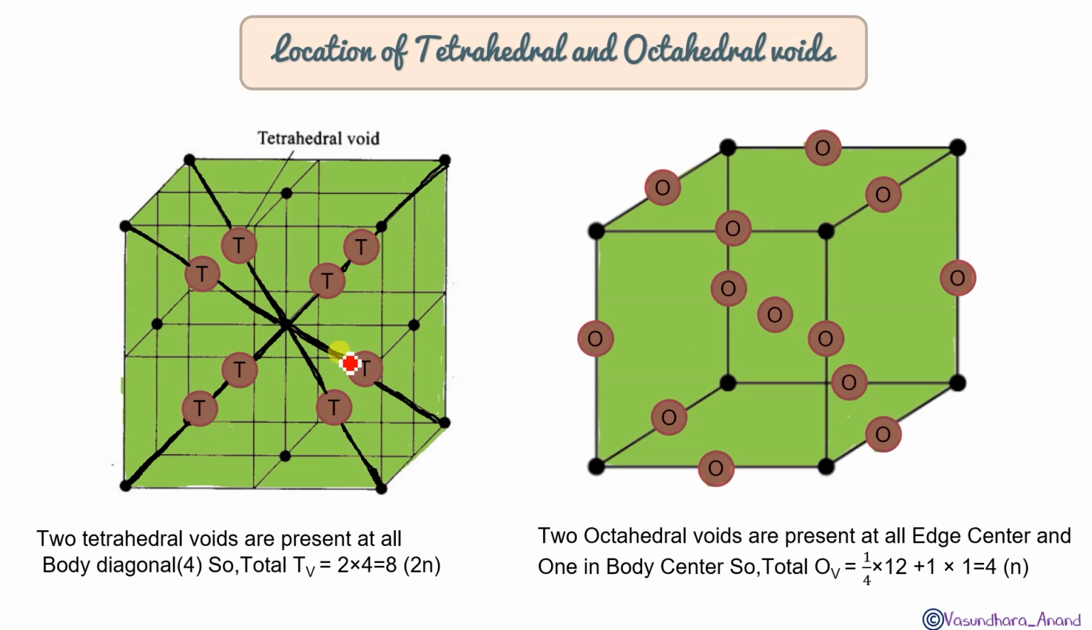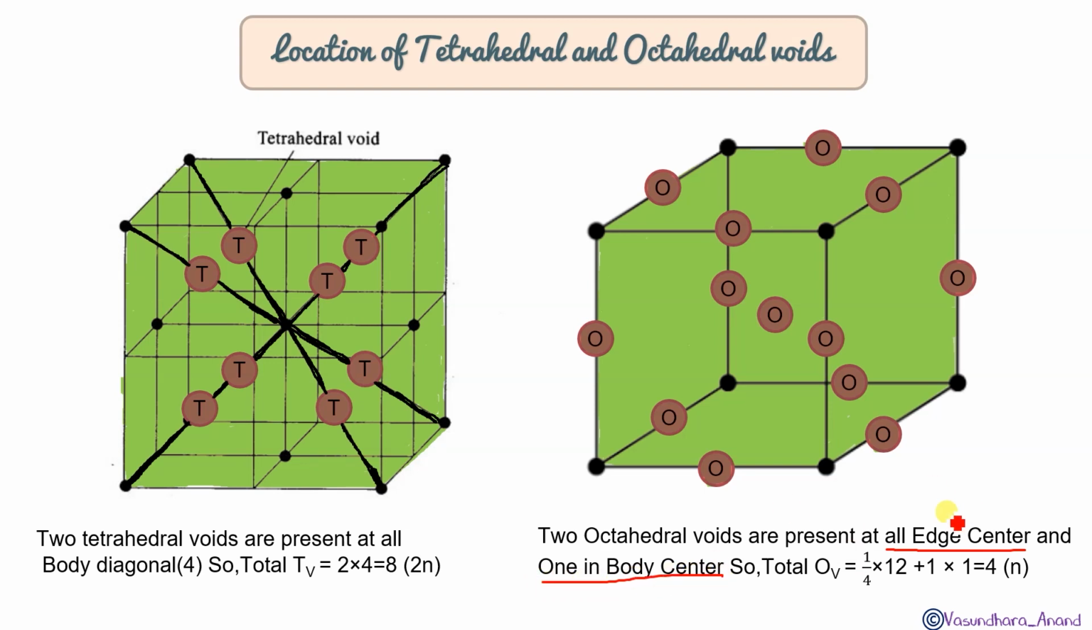So there are 2 tetrahedral voids on each body diagonal. So what will be the total number of voids? That will be 2 into 4 is equal to 8, that is, 2n. That we got. Okay, now the octahedral void. This is the position that you are supposed to learn, that it is present at all the edge centers, along with one in the body center.